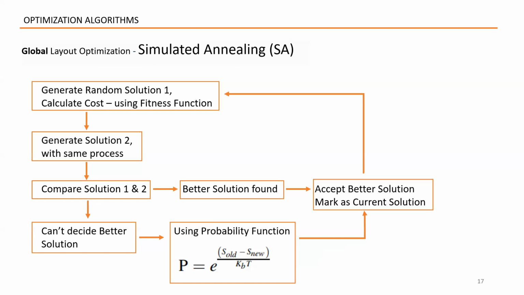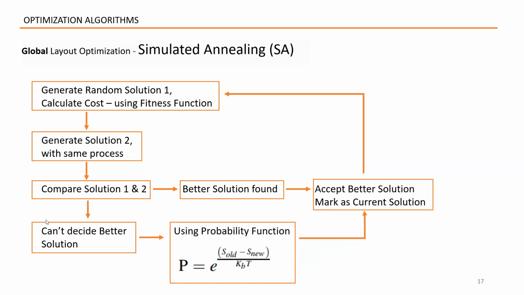Firstly, SA generates a random solution and calculates the cost using the fitness function, which is the 3D A star we just mentioned. Then it generates the next new neighboring solution and calculates the cost with the same process. Then it compares these two solutions. If a better solution is found, the algorithm will accept it and mark it as the current solution.